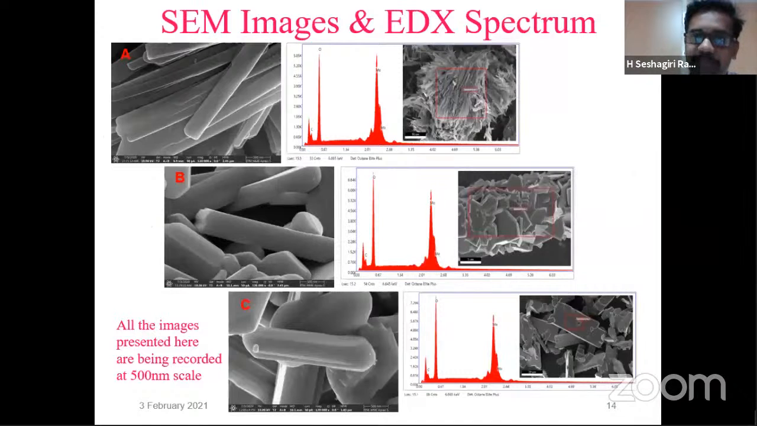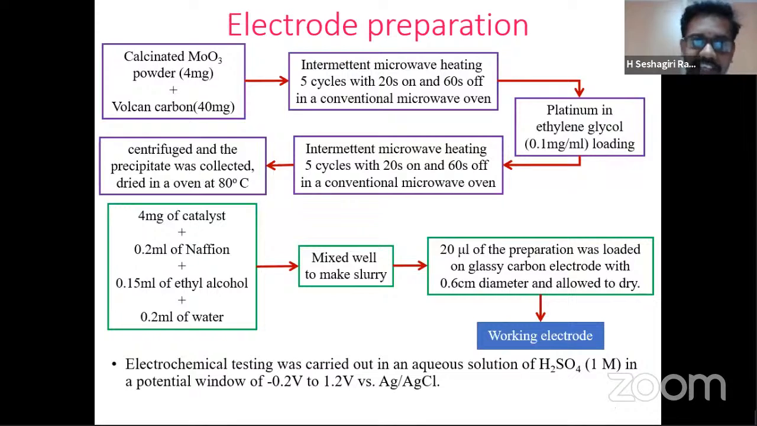Then the SEM and the EDAX spectra here show that we got the pure phase of MoO3 itself, and the carbon that appears in EDAX is because of the carbon tape that has been used as the stacking material in the SEM. The electrode preparation for the electrochemical activity was done like this.